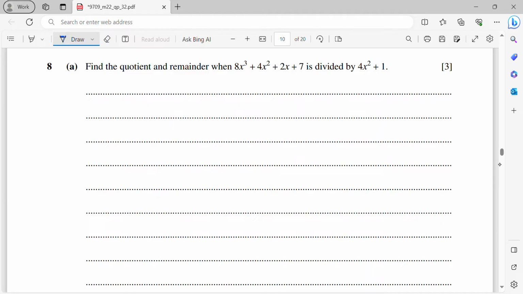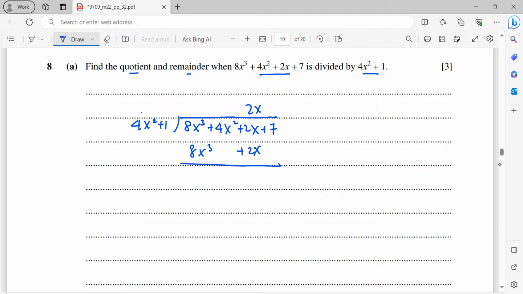Now for question 8, find the quotient and remainder when the cubic function is divided by this divisor. So I will perform the polynomial division. Divisor is 4x squared plus 1. Then the polynomial is 8x cubed plus 4x squared plus 2x plus 7. Now, a term multiplied to 4x squared to get 8x cubed, the term must be 2x. So I will get 8x cubed plus 2x, because 2x times 1.